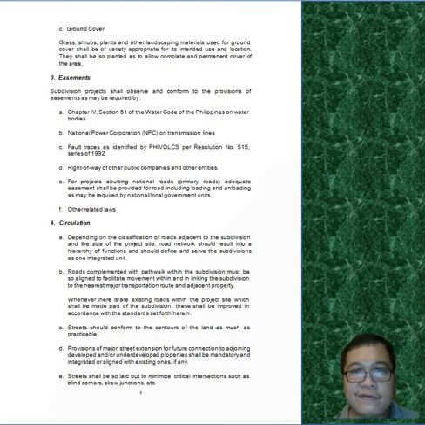Okay, so let's move on. Ground cover. Grass, shrubs, plants, and other landscaping materials used for ground cover shall be of variety appropriate for its intended use and location. They shall be planted so as to allow complete and permanent cover of the area. Then you have your easements. Subdivision projects shall observe and conform to the provisions of easements as required by Chapter 4, Section 51 of the Water Code of the Philippines on water bodies.